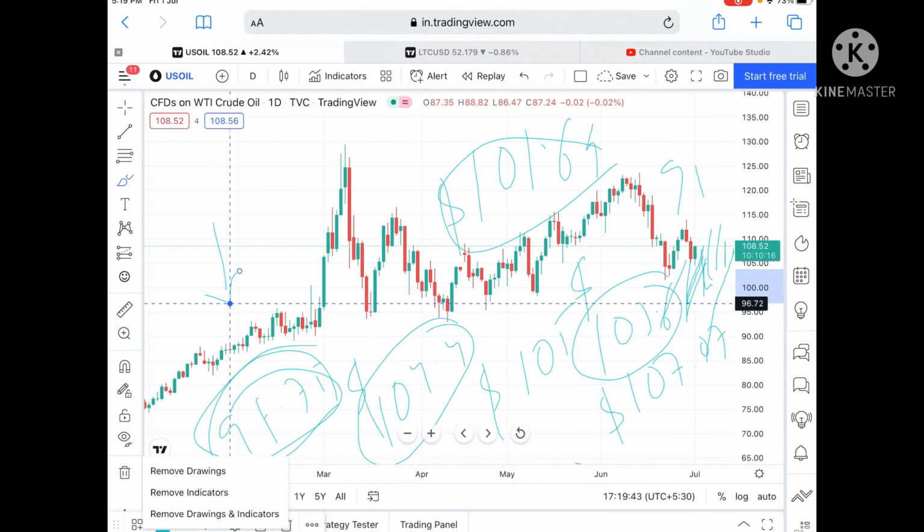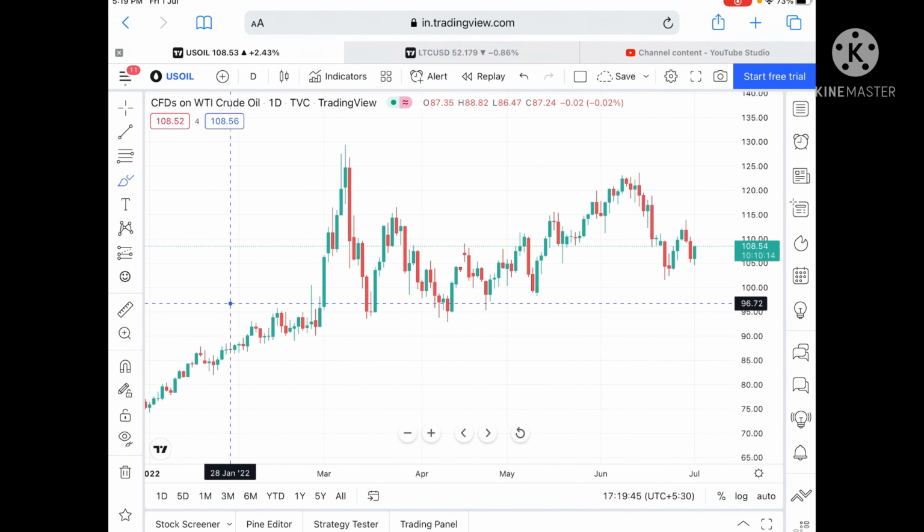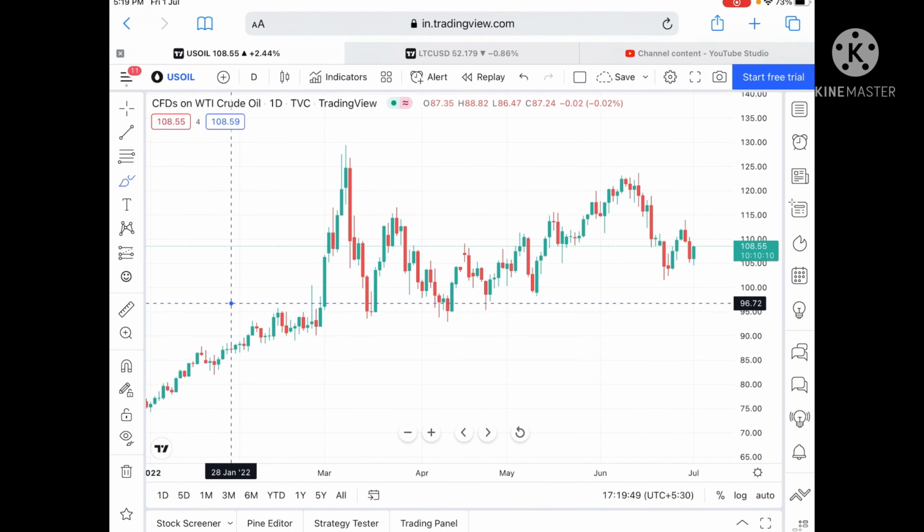Now you have to understand something: if you have to trade, you have to be very careful, because most people lose money in trading.